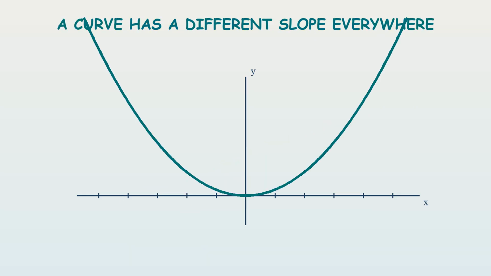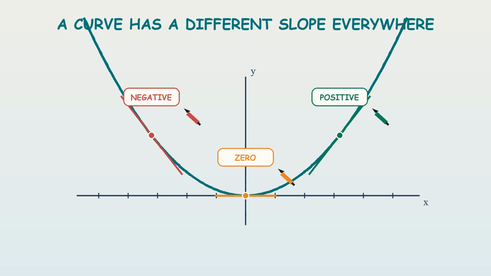But a curve does not have one slope. At the bottom of a curve, the slope may be zero. As the curve rises, the slope becomes positive. If the curve falls, the slope becomes negative. So how can we find the slope at one exact point on a curve?